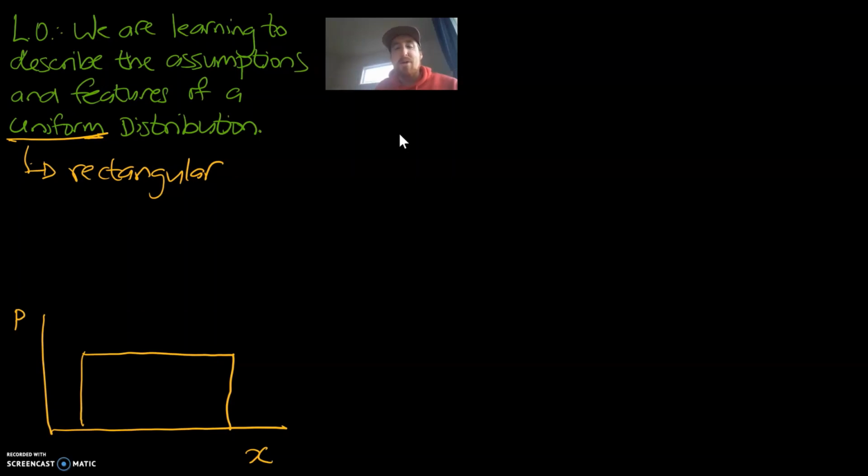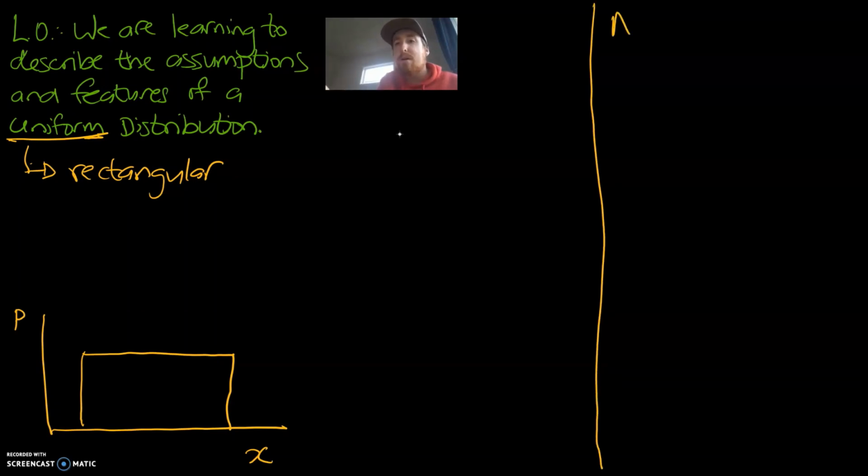Based on its shape, just like any distribution, there's a couple of assumptions that must be met for this model to be appropriate, and all of them are based on the physical features of our graph. So let's write a little notes list on this side of the graph. So we've got our assumptions. The first one is events must be equally likely.